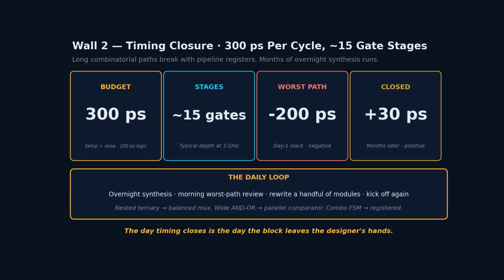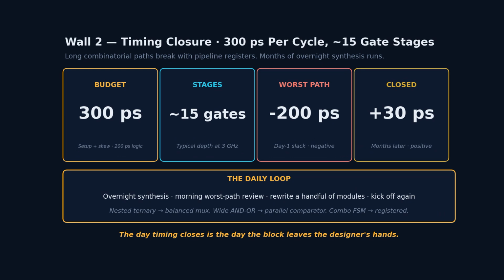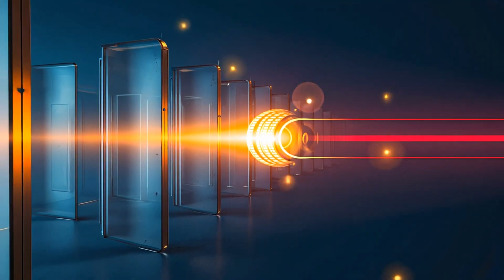When the first synthesis runs come back, the report lists the worst paths. Each path is a sequence of gates. Each gate has a delay. The designer reads the report, identifies which RTL construct produced the long path, and rewrites that construct. A nested ternary becomes a balanced mux tree. A wide and/or becomes a parallel comparator. A combinational state machine becomes a registered one. This goes on for months.